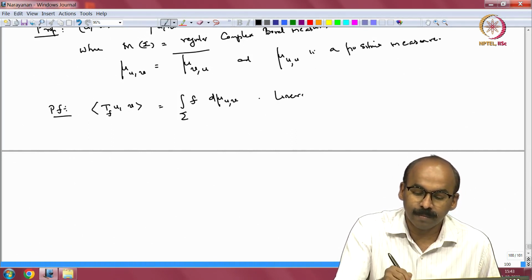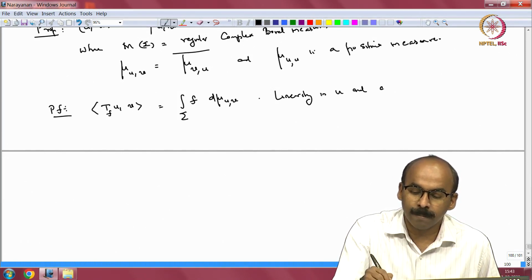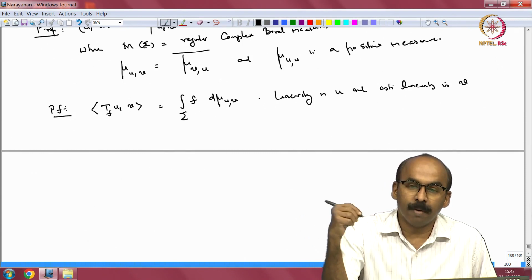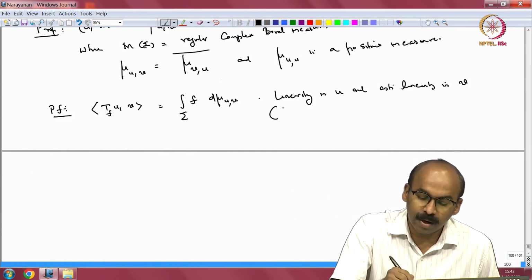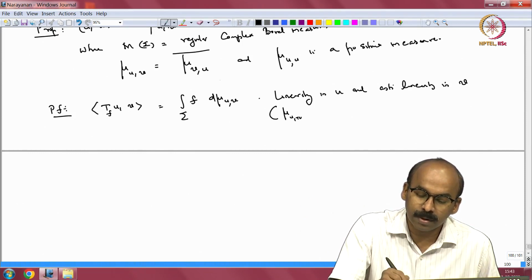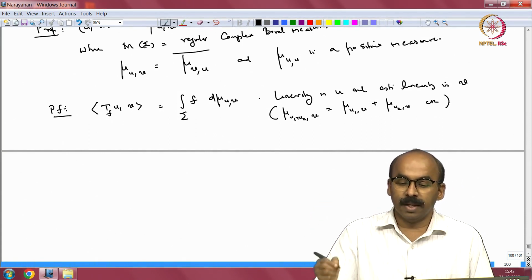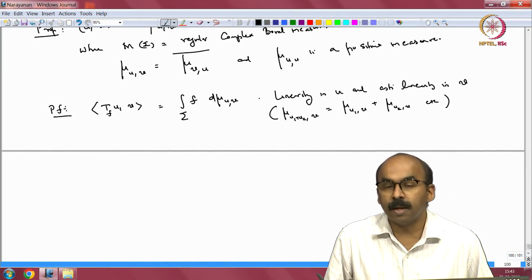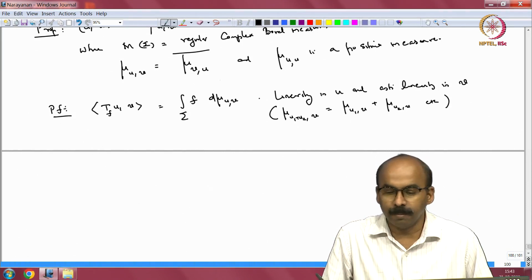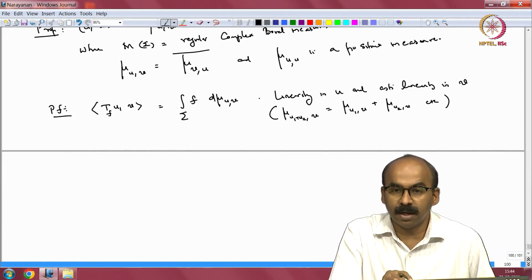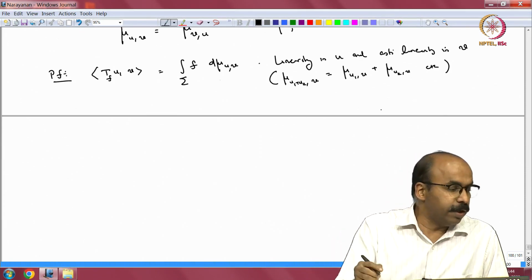So, linearity in u and antilinearity in v. By antilinearity, I mean v 1 plus v 2 will of course give me a sum of things, but if I put an alpha, I will get an alpha bar outside, right. So, if you want, you can write down mu of u 1 plus u 2, v equal to mu u 1 v plus mu u 2 v, etcetera, okay. I am not going to write down everything else. Think of mu u v as the inner product of u and v, except that mu u v is a measure, not a complex number. All the properties are the same, okay. All that follows from the properties of the integral and the fact that the measures are unique, right. So, the sesquilinear part is trivial, okay.